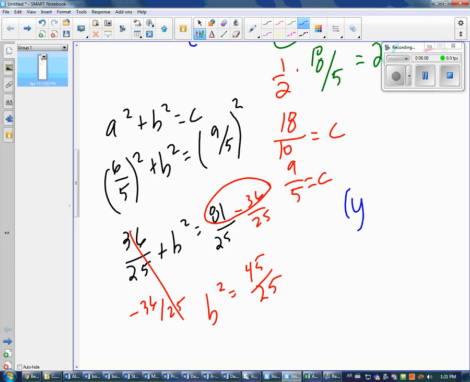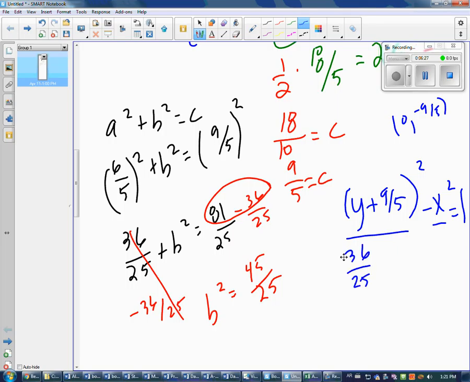It's vertical, so it starts with a y. The center is at 0, negative 9/5. So x plus 0, that's why I didn't put parentheses there. And then remember, in parentheses, you switch the sign. So it'll be y plus 9/5. The a squared value goes first, followed by the b squared value. Okay, so that's the equation in standard form.